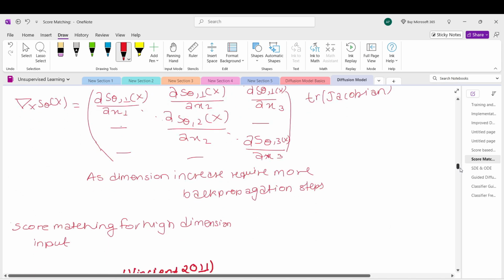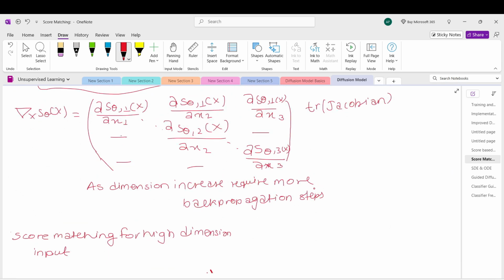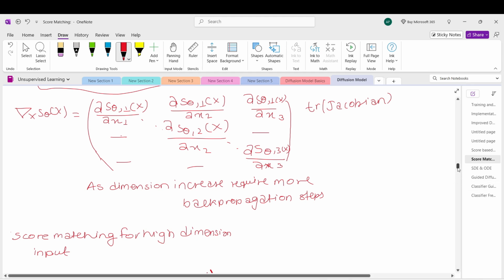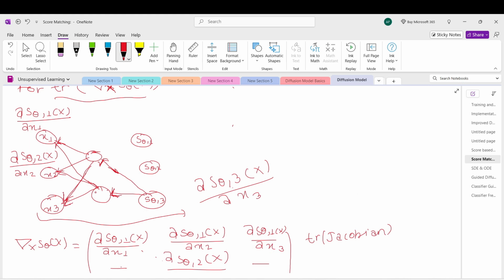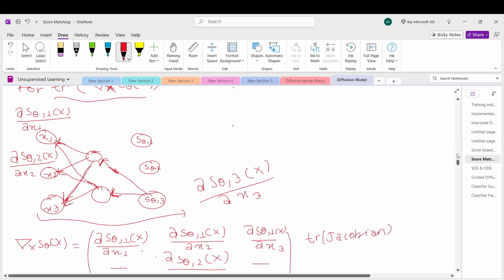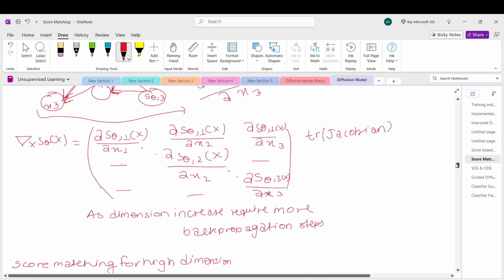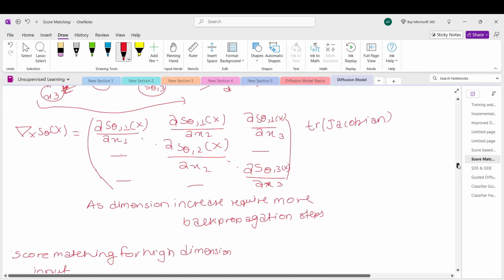So what happens if our input grows? If the dimension of the input grows, we have to compute the backpropagation. As you know, backpropagation requires the calculation of so many derivatives. For the calculation of this derivative, it requires other higher derivatives. We have to apply the chain rule of differentiation, and it requires higher computation. So our derivative calculation becomes very heavy.